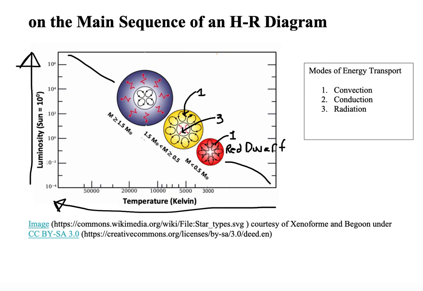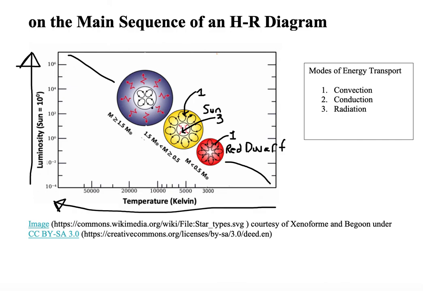So in sun-type stars, we have two modes of energy transport. Fusion is generated in the core of the sun, and that energy is transported outward at first by radiation, and then it's transported outward by convection to the surface of the star.